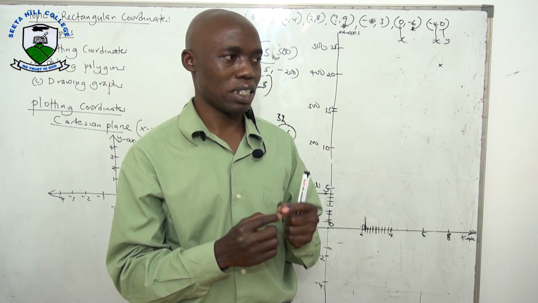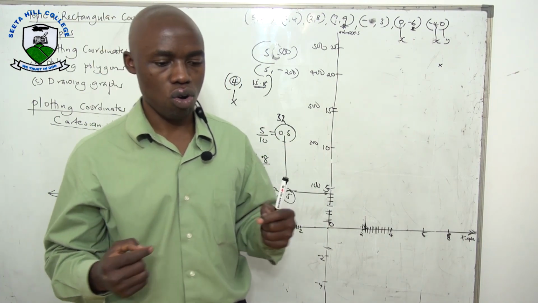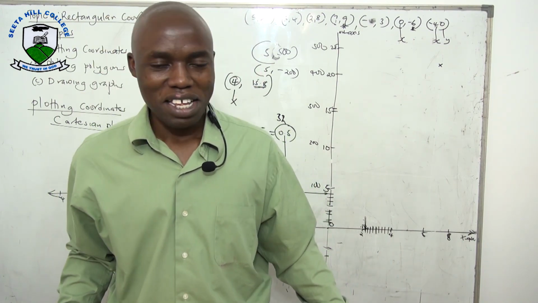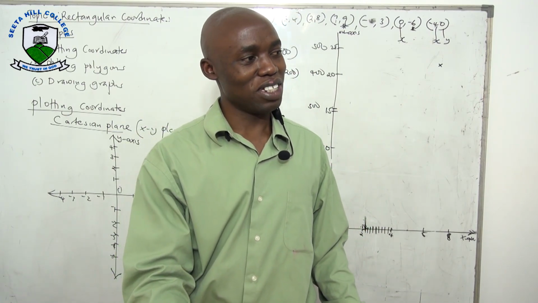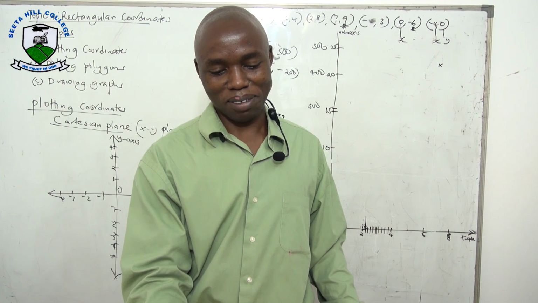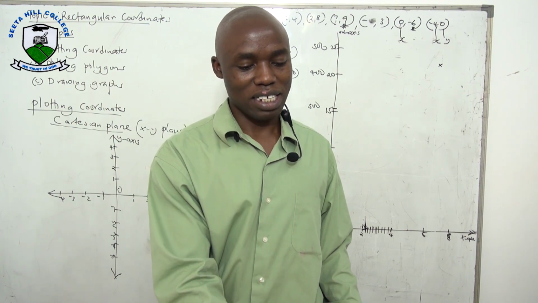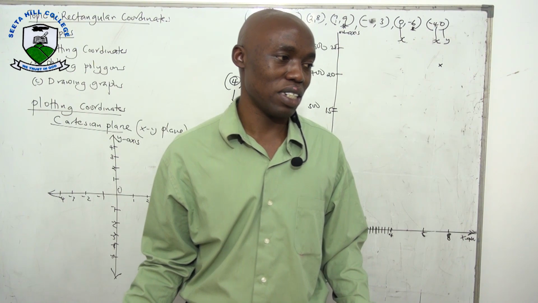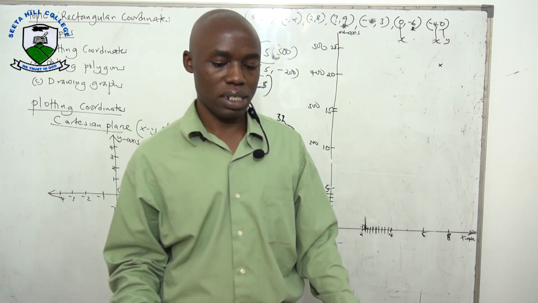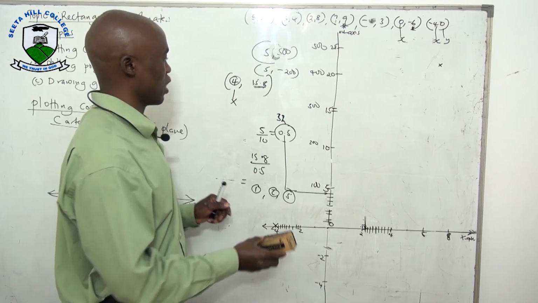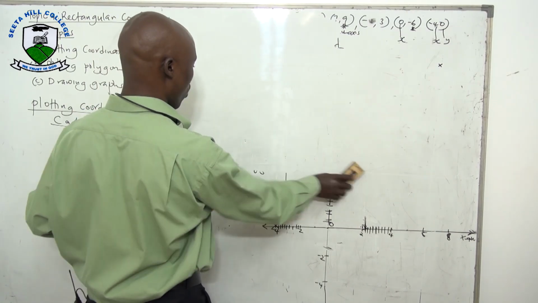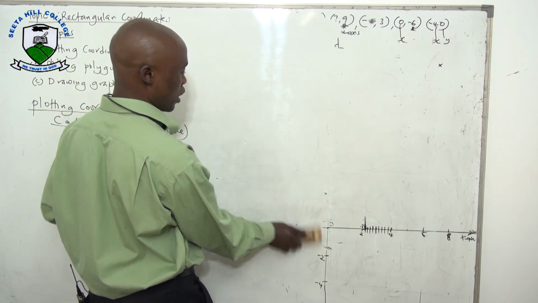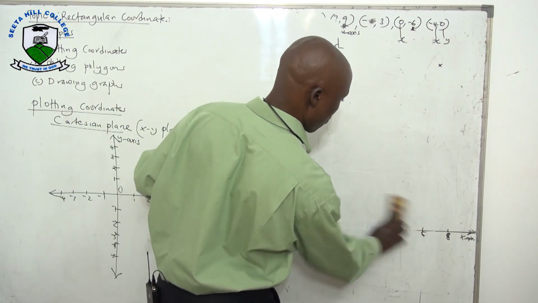Multiples, but they must have digits 1, 2, or 5. Okay, that's finished. I've discussed that plotting. If there is any problem, some candidate can ask. Now we are going to plotting polygons. It means you must have the skill of plotting for any values that have been given to you.